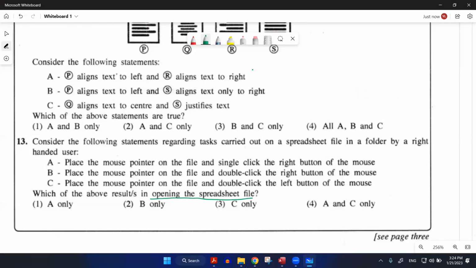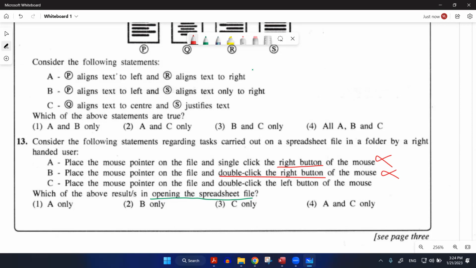So how are we going to open the spreadsheet file? First one, they say, place the mouse pointer on the file and single click the right button. Right button will not open a file. It just gives you the right click menu. Place the mouse pointer on the file and double click the right button. Again, double clicking the right button gives you the same menu again, two times. So definitely those two are wrong.